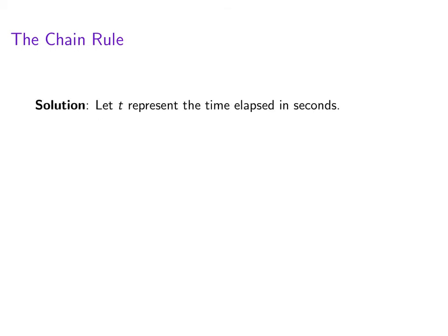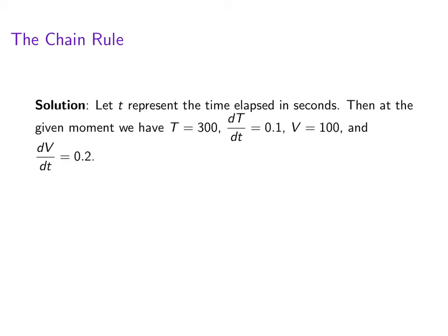All right, so let's let t represent the time elapsed in seconds. Now at the moment that we're dealing with, the temperature is 300, the rate of change of the temperature is 0.1, the volume is 100, and the rate of change of the volume is 0.2. Now we can write the pressure as 8.31 T over V, while we're thinking of T and V each as being functions of time, little t.